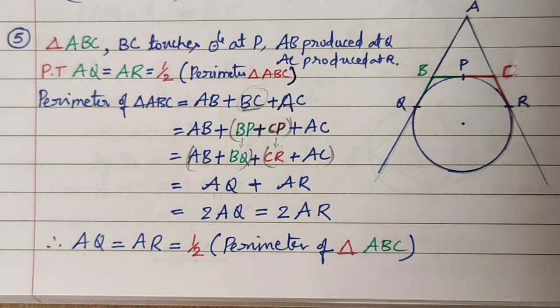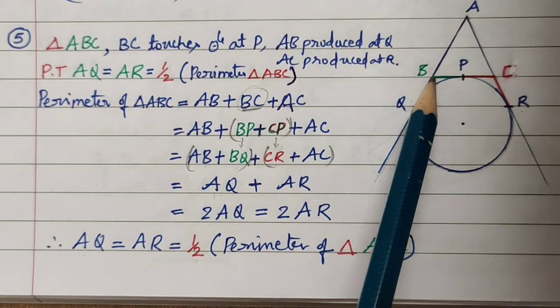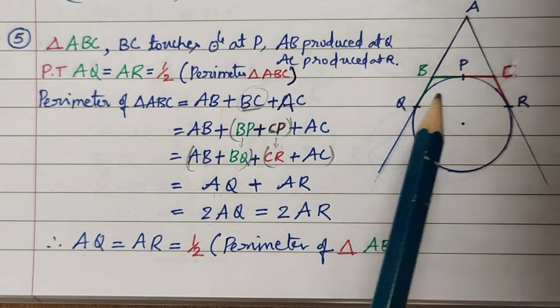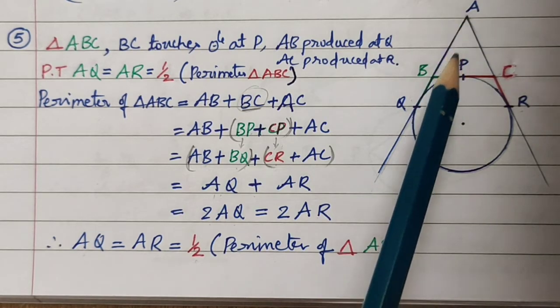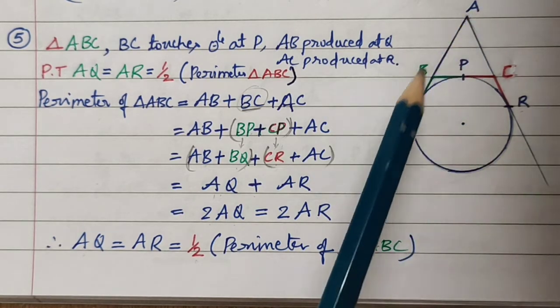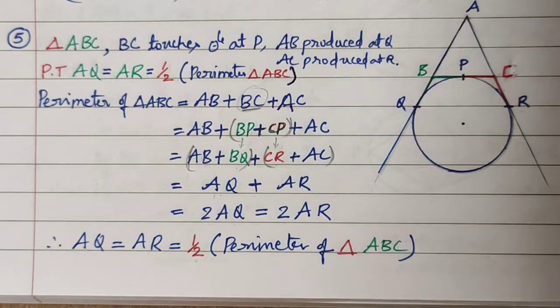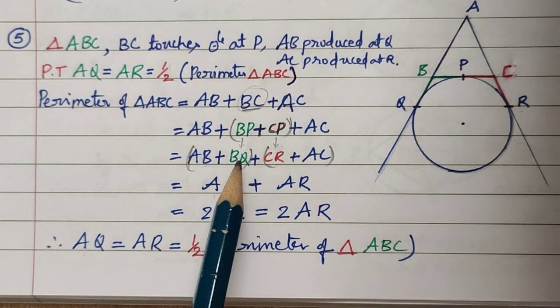We are using the tangent properties of a circle here in three places. From point B we are considering these two as two tangents of a circle. From point C we are considering these two tangents from the same point C. From A we are considering these two. So there are 3 points where we are using the tangent properties, and we are just substituting the values here.